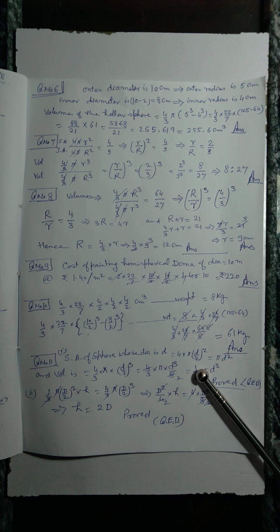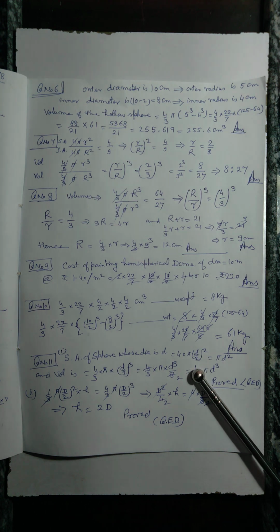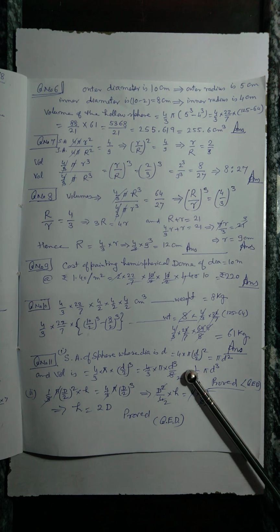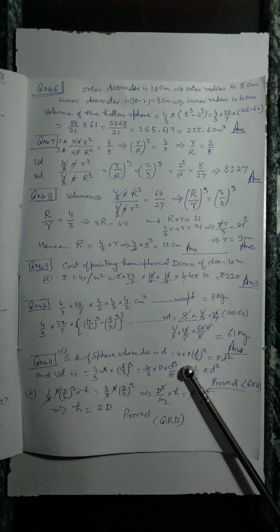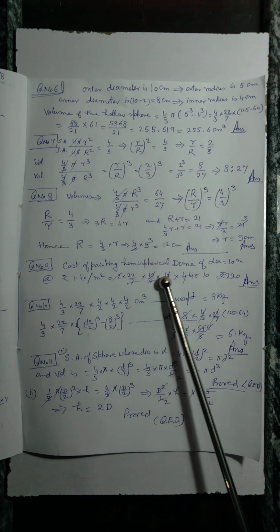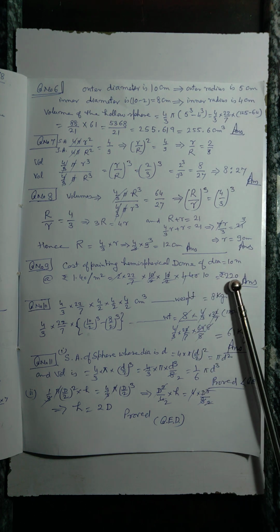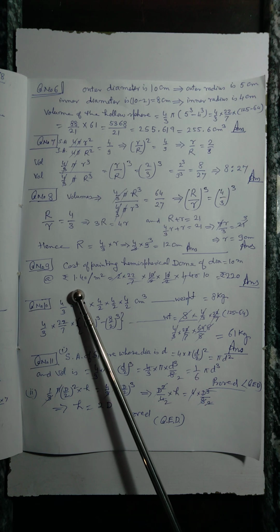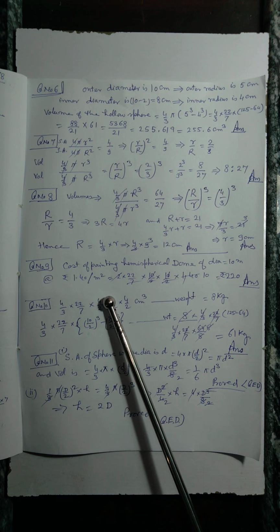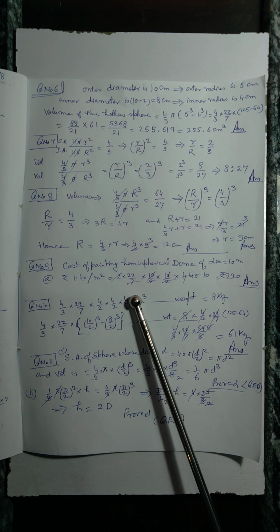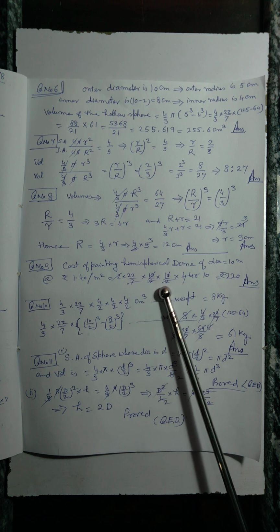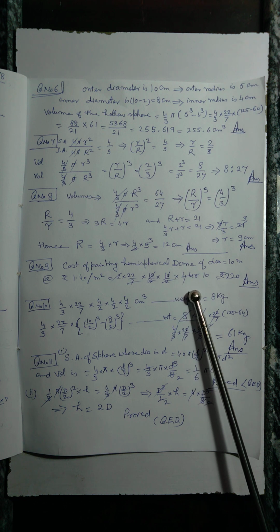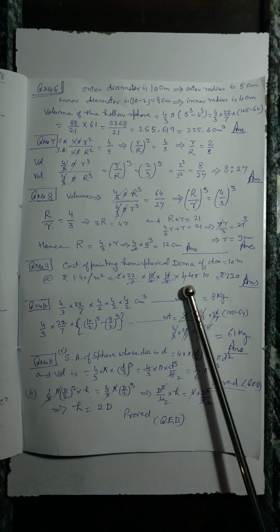Find the cost of painting the hemispherical dome of diameter 10 meters at the rate of rupees 140 per square meter. So the cost of painting will be equal to 2 into 22 by 7 into 10 by 2 into 10 by 2 into 140. This is the rate.